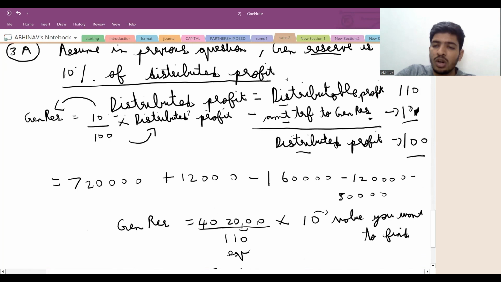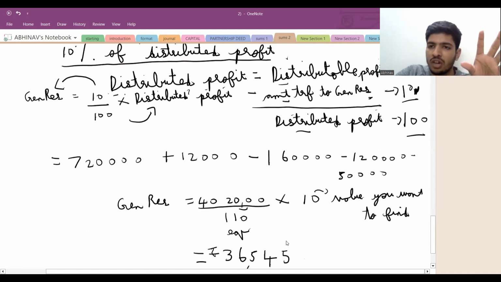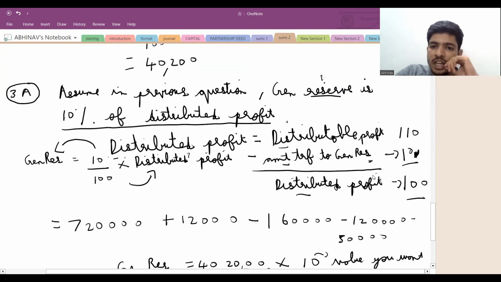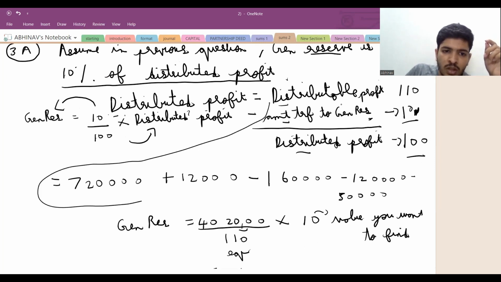Distributable profit you already found here. So you divide it by the amount equivalent to the value. So distributable profit's equivalent is 110, and you multiply it by 10 because this 10 is the equivalent of general reserve. You want to find general reserve, so you multiply by 10. So you get 36,545 as general reserve. So in this case, even if you know the value of only one, in this case you knew only distributable profit's value, with that you found out both values.